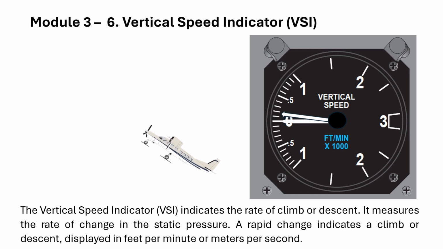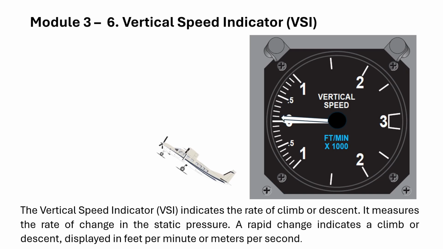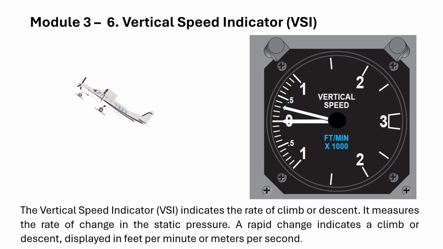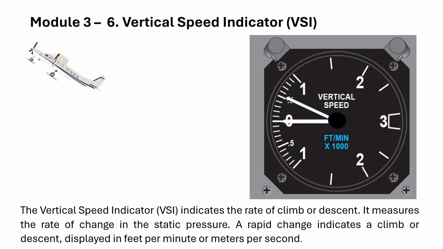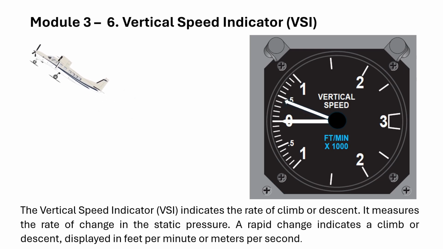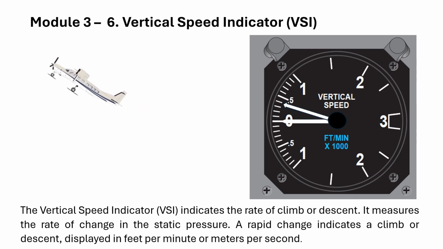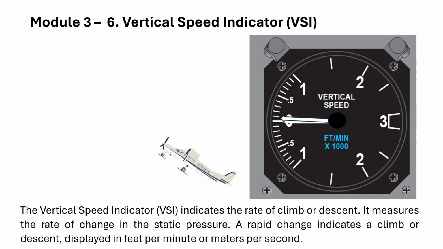6. Vertical Speed Indicator, VSI. The Vertical Speed Indicator, VSI, indicates the rate of climb or descent. It measures the rate of change in the static pressure. A rapid change indicates a climb or descent, displayed in feet per minute or meters per second.